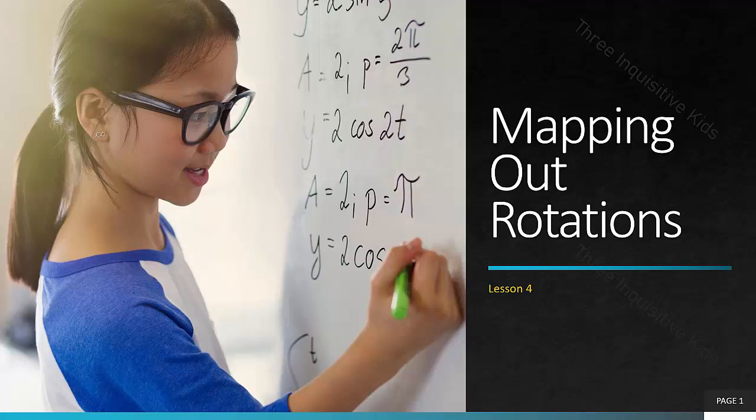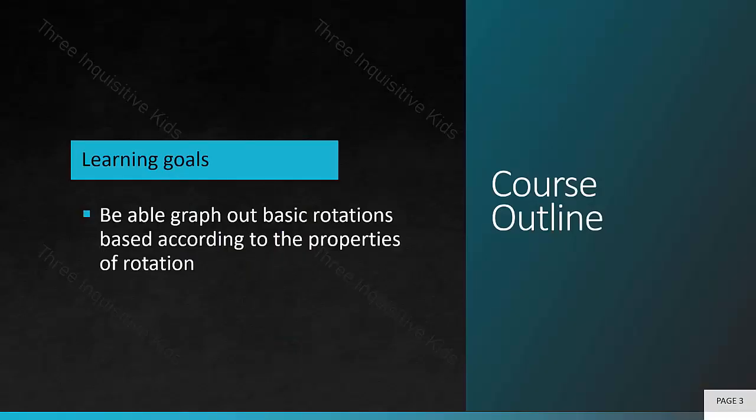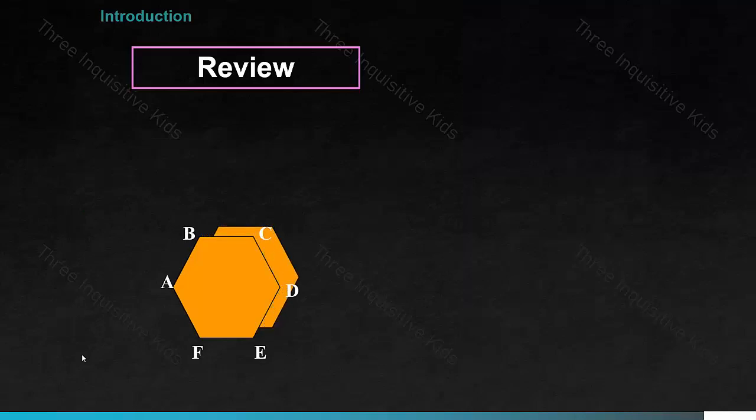This video is all about mapping out rotations, which is lesson 4 of chapter 10 of our grade 8 math lessons. Here's our course outline for this chapter. We've already gone through 4 videos talking about translations, and we've just begun to learn about rotations. Our main learning goal for today is to be able to graph out basic rotations according to the properties of rotation.